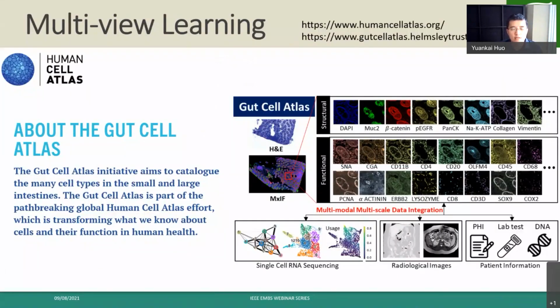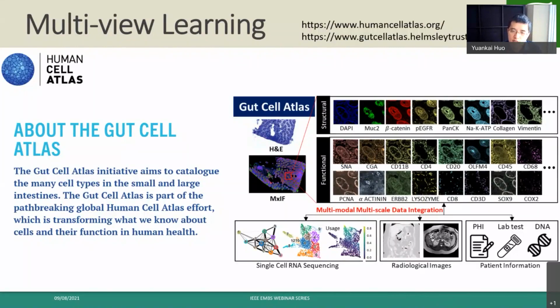So here is the project launched in 2017 called the Human Cell Atlas. This is a global effort to try to understand the human tissue and the human cells. And Vanderbilt mostly contributed to the part called the Gut Cell Atlas. So the Gut Cell Atlas is trying to understand IBD disease, Crohn's disease, and try to understand the cells in our human gut system.